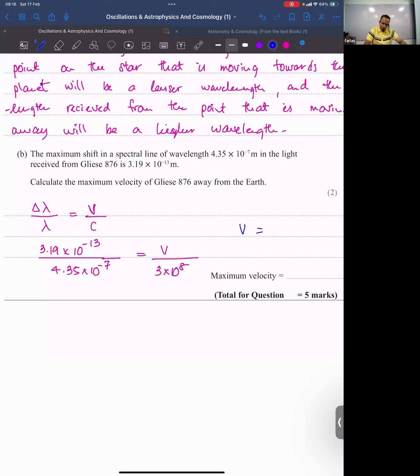That's what they have given, right? The maximum shift. The shift is what they have given, the change. Isn't it?